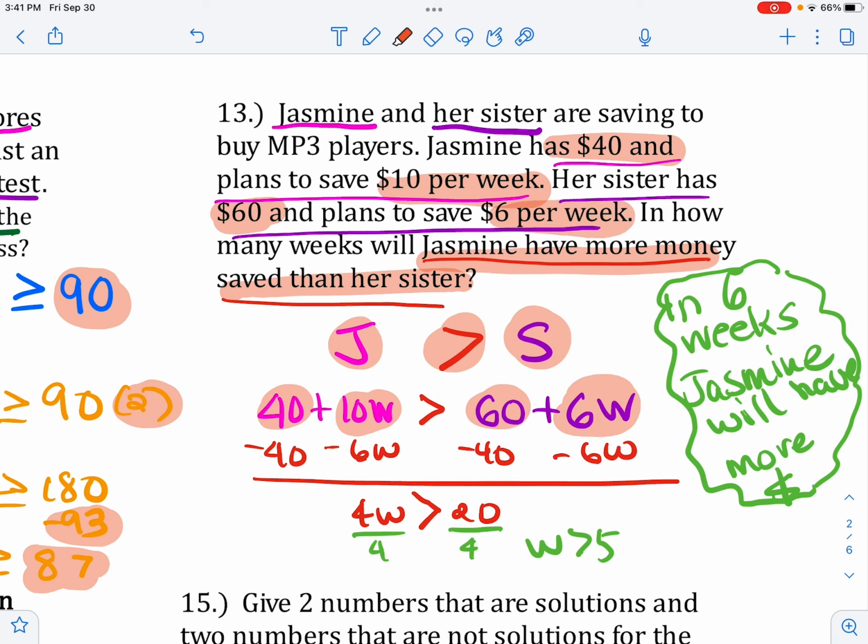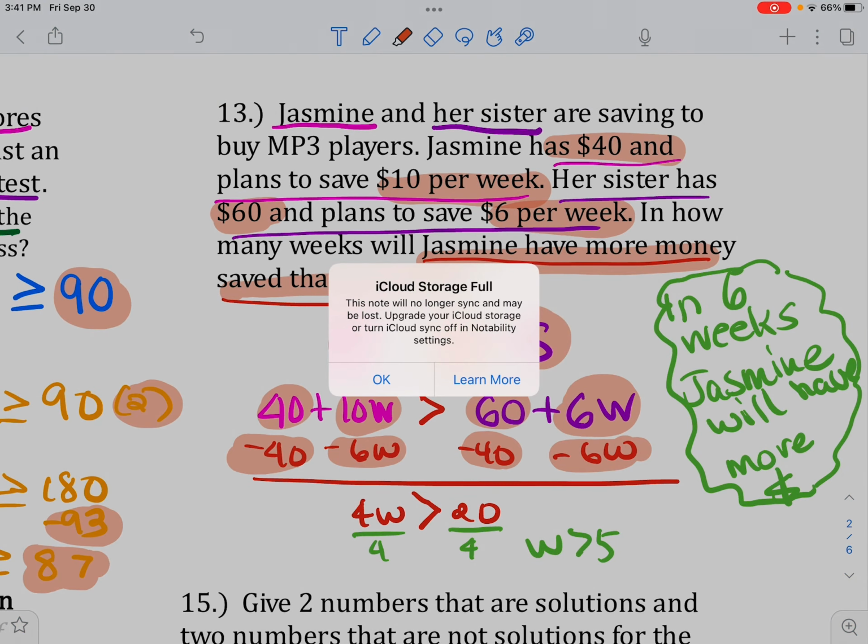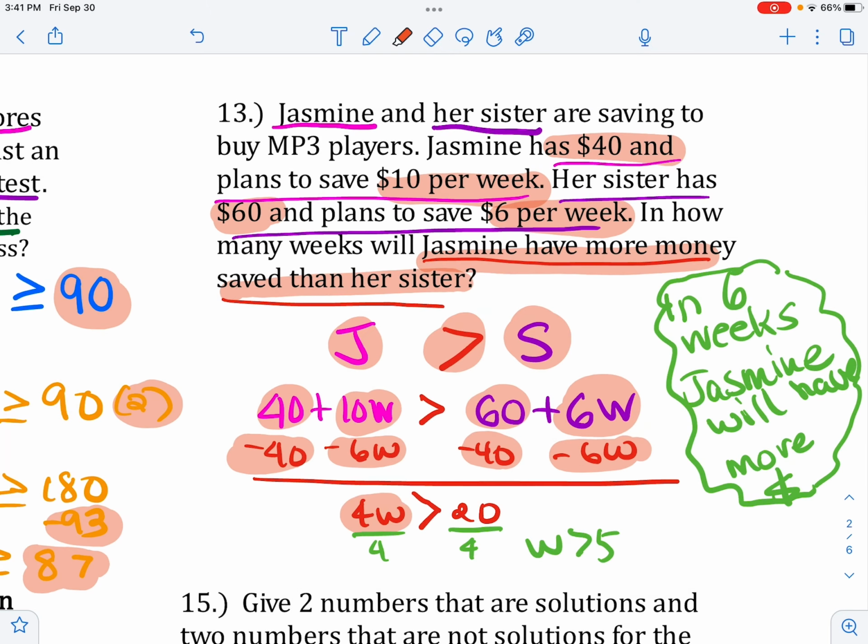And now we solve using our inverse operations, subtracting 6W from both sides and subtracting 40 from both sides, and we get 4 weeks will be greater than $20. So we divide off the 4 and we get weeks have to be greater than 5. So we know week 6, Jasmine will have more money than her sister.